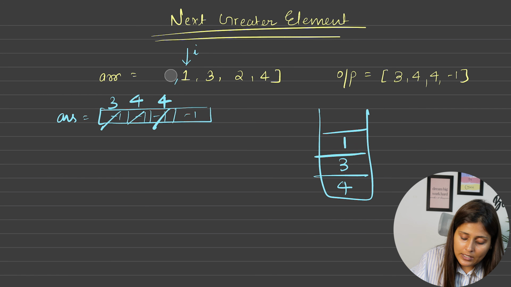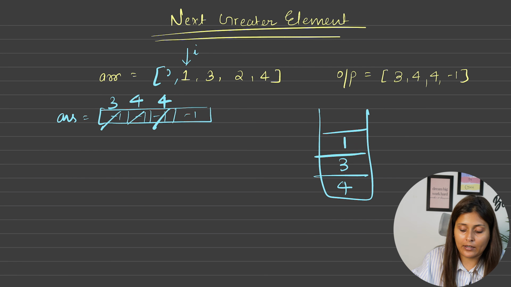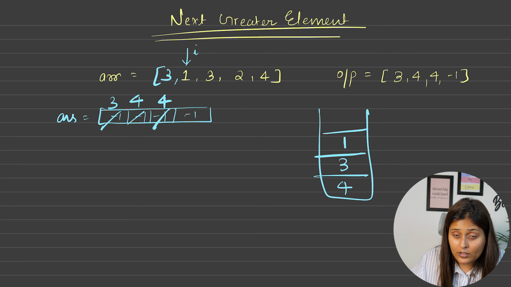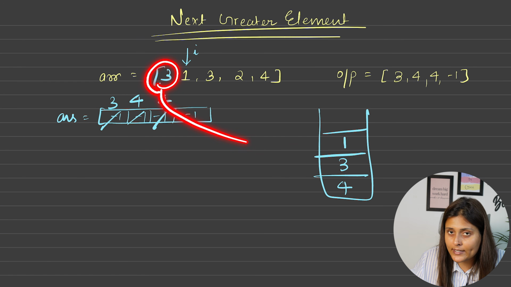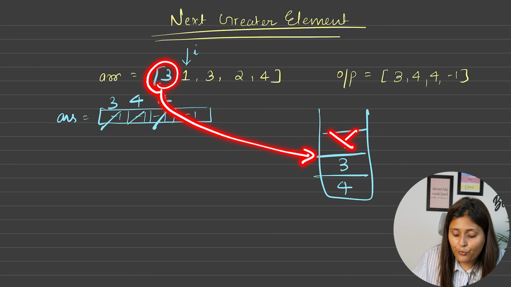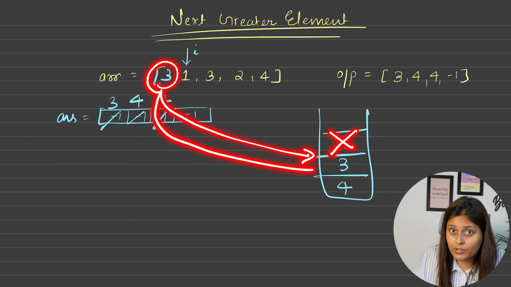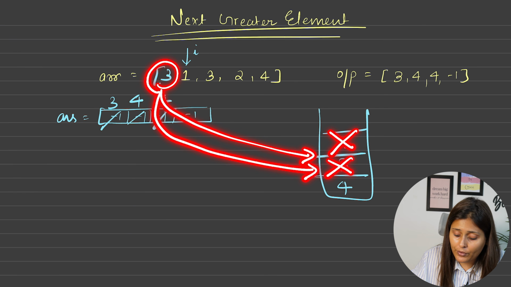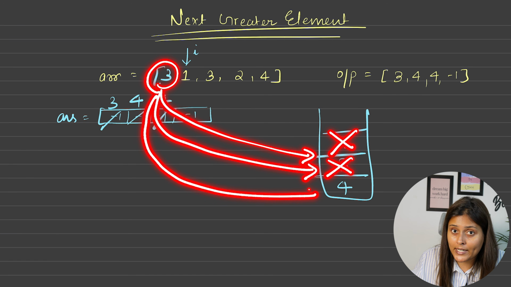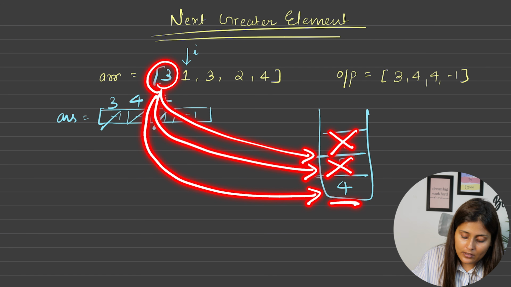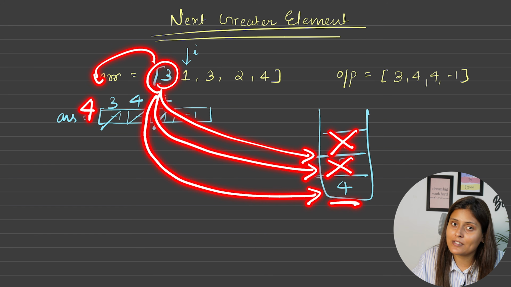But now suppose instead of 0 we had 3 again. So for 3, is this 1 greater? No. So we'll pop. For 3, is this 3 greater? We want a greater element, okay. So no, 3 is equal, pop. Now for this 3, is this 4 greater? Yes. So what I'll do, I'll simply add here 4. Yes, for 3, 4 is a greater element.